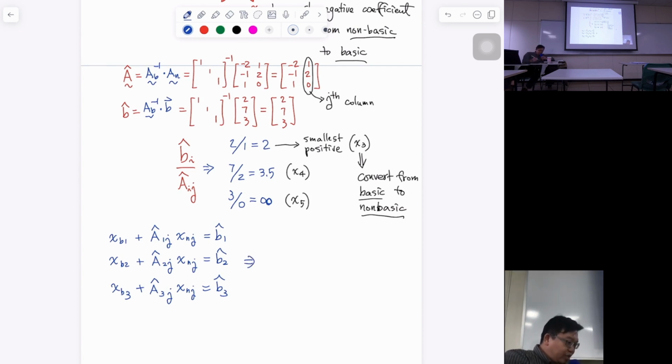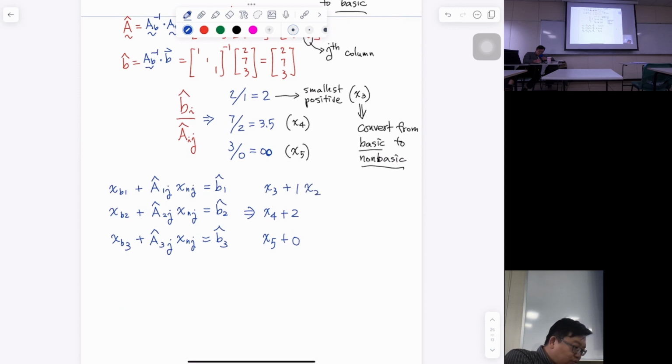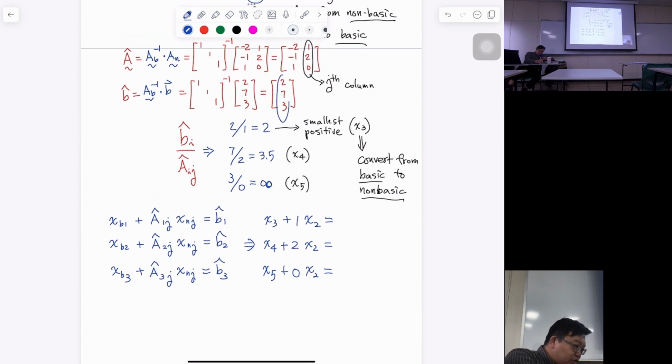What are the B's, XB's? Basically, they are X3, X4, and X5. And what are the A heads? The J column. 1, 2, and 0. What are the J XN? The second one was chosen, which was X2. So basically X2. And what are the B heads? Basically right here. 2, 7, and 3.